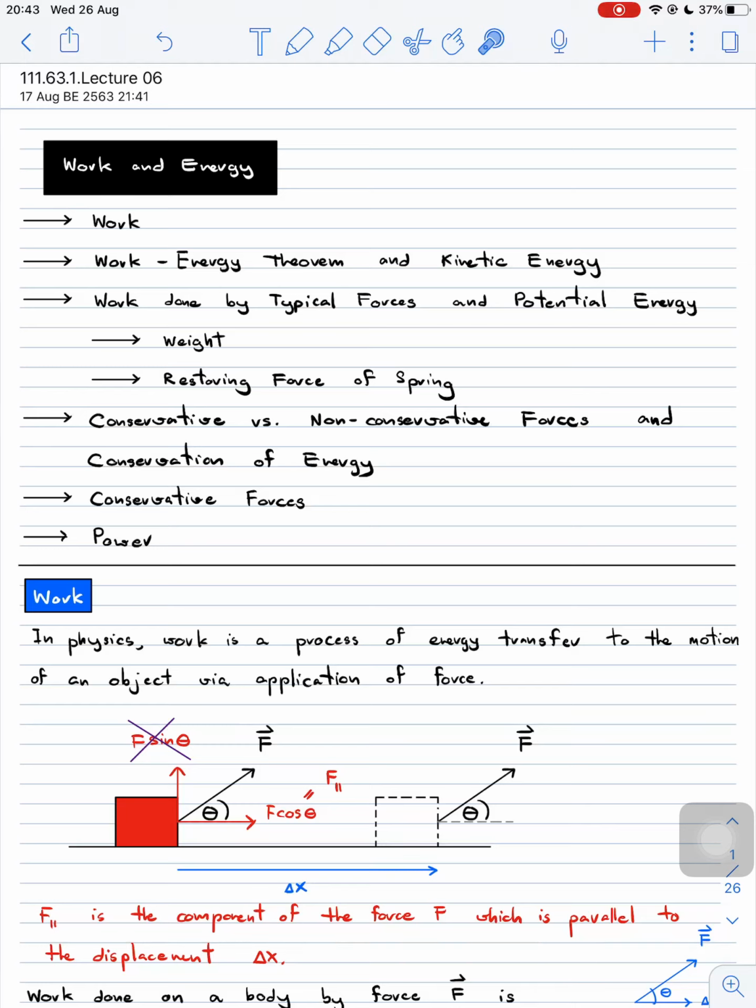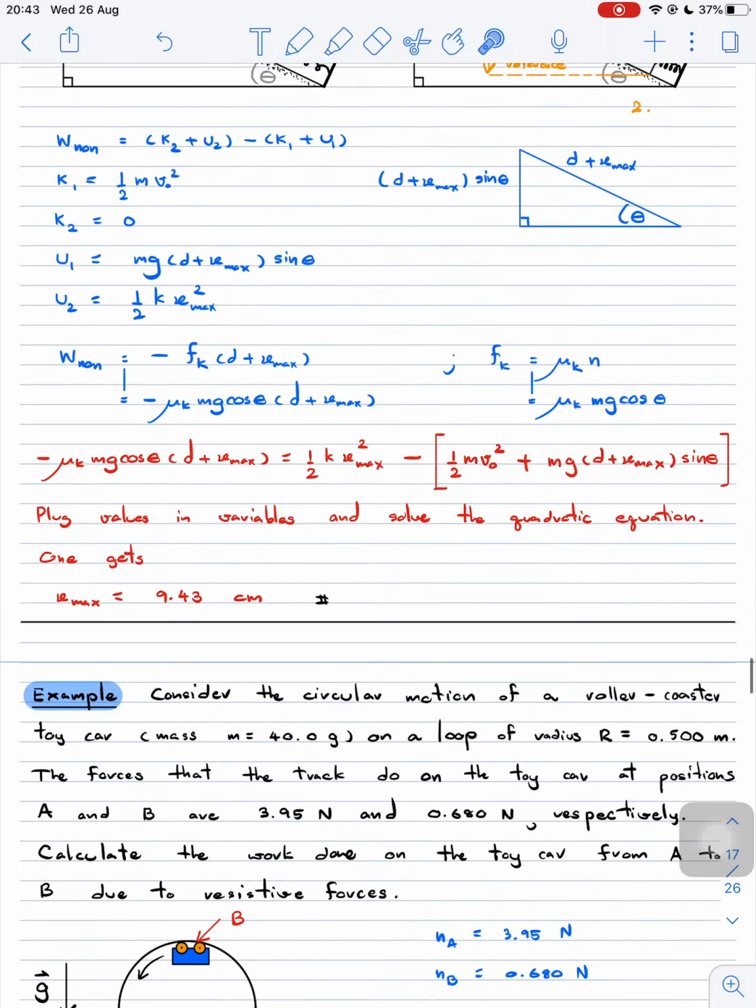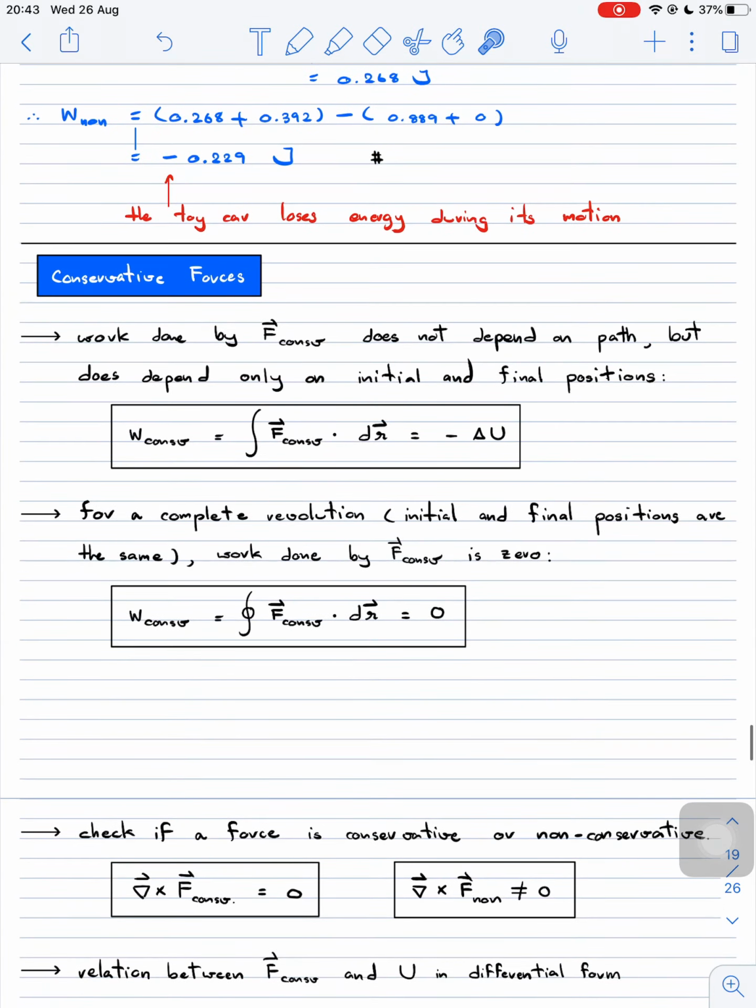The next topic, which is quite important, is the conservative force. So what are we going to learn here? Let me give you some idea. For example, if I have an unknown force, and we know the function of that force, how do we know whether that force is conservative or non-conservative? In this topic, we're going to learn an equation that we can use to prove that.